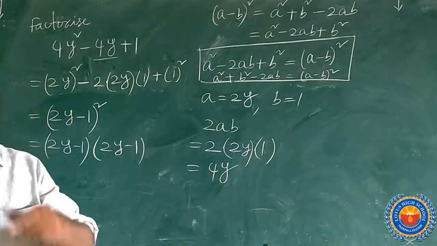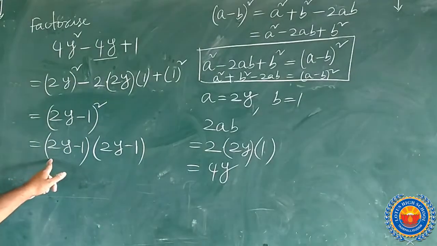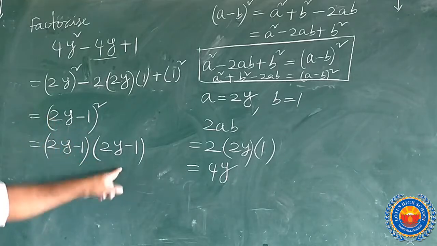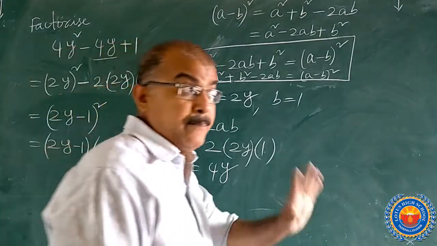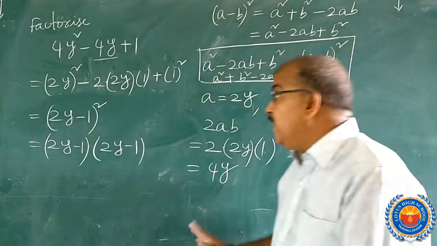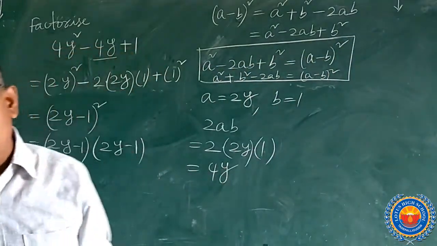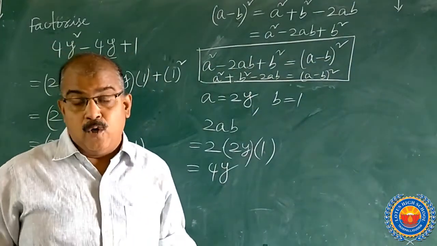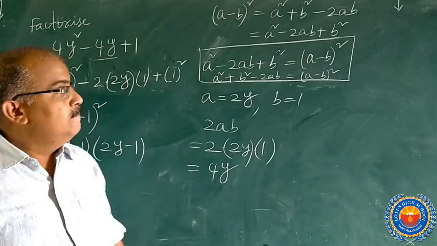If you want to check whether your answer is correct or not, just multiply 2y minus 1 into 2y minus 1, and definitely you will get 4y square minus 4y plus 1. It is possible only if the given numbers a and b are perfect squares, otherwise we cannot do this sum. Okay, this is the second perfect square model.